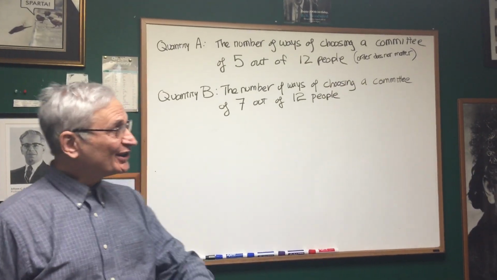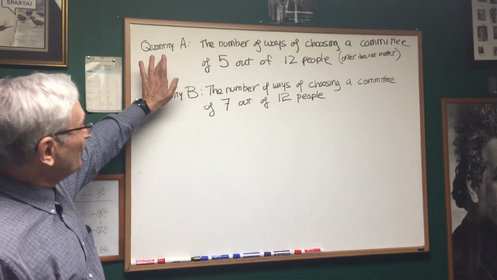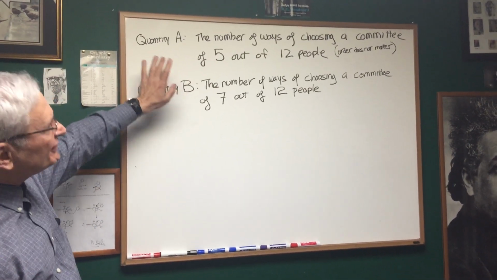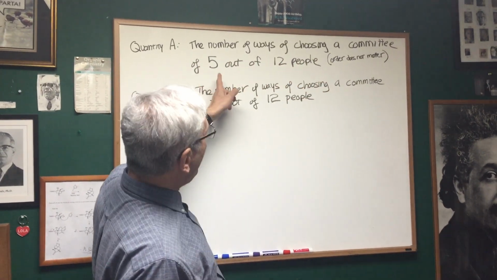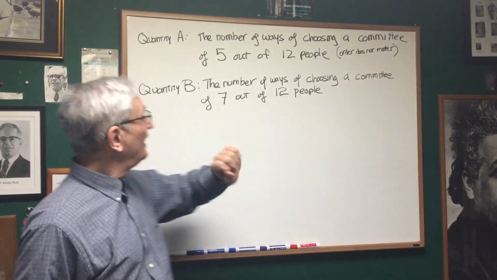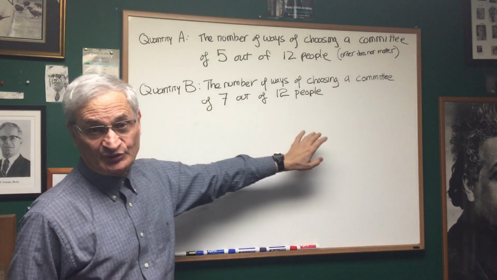Hi, Professor Blois here, and let's read the question together. Here we have two defined quantities, quantity A and quantity B. Quantity A, the number of ways of choosing a committee of 5 out of 12 people. Quantity B, the number of ways of choosing a committee of 7 out of 12 people.